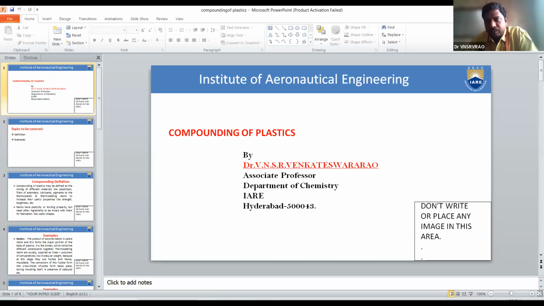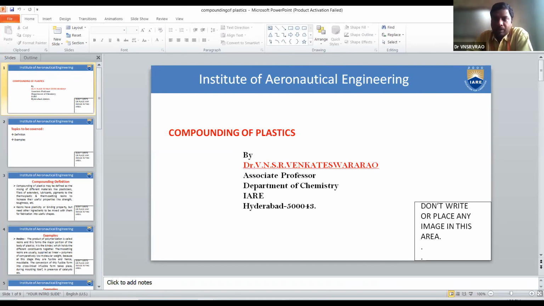Actually, the definition for plastic is: one of the organic substances which have the flexibility to be molded into the desired shape or required shape by applying temperature and pressure in the presence of a catalyst. But pure plastic cannot be molded into a desired shape without applying a compounding of plastics. So compounding of plastics is nothing but improving the strength of the plastics by adding ingredients externally. So that is called the compounding of plastics.